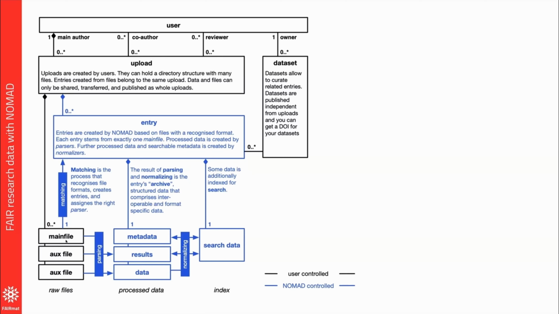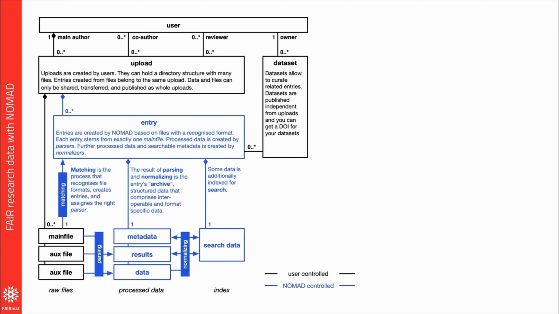We look at all our files and try to figure out, okay, what kind of file format is this? Do I know this? Is this a VASP calculation or is this an experiment XYZ kind of file? So there's this kind of matching process where our algorithms basically compare all the parsers that are available with the files and try to figure out what the file is. And once we recognize the format and say, okay, this is a VASP calculation or something, then we create an entry, right? So this is where the database entries in NOMAD come from.